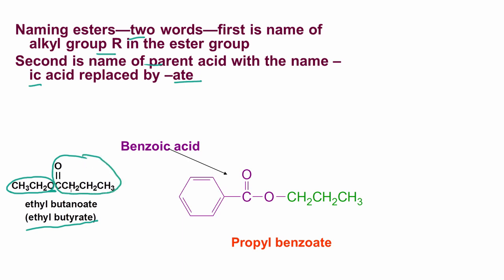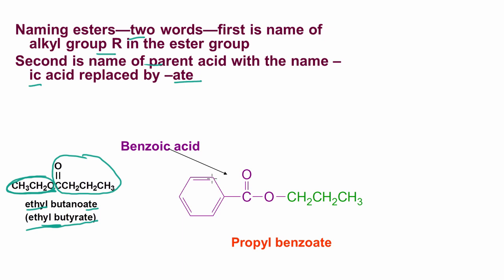So we have a 1, 2, 3, 4, 4-carbon acid. So that's going to be a butanoate. Or, well, let's go back a minute. That would be a butanoic acid. We replace the IC with an ATE, so that's butanoate. And this, then, we would name as the ethyl. So ethyl butanoate. This is the common name here.